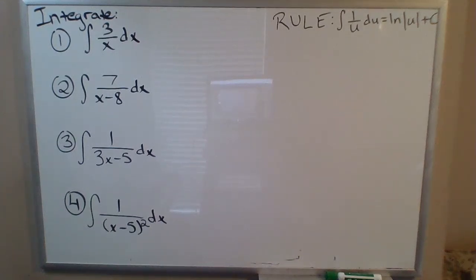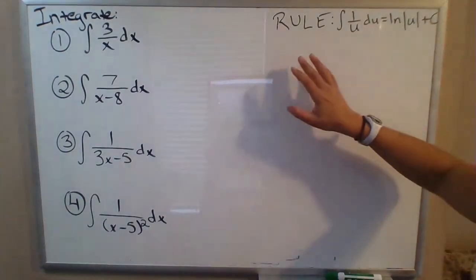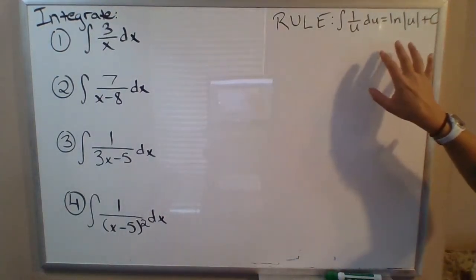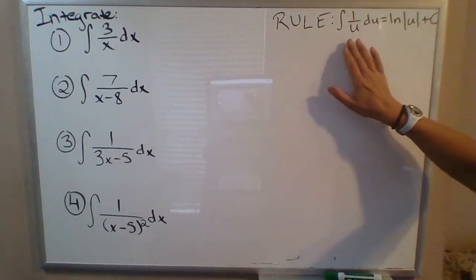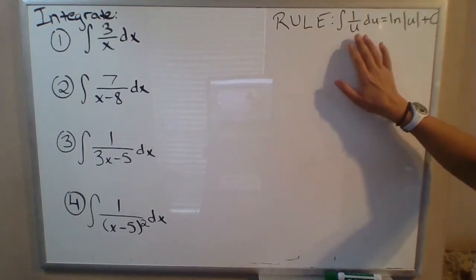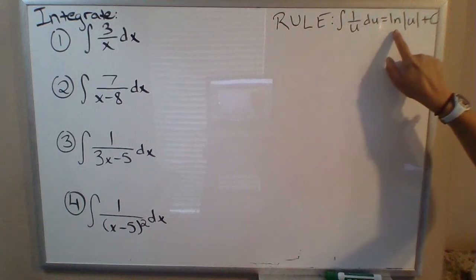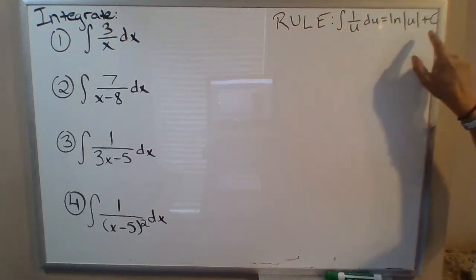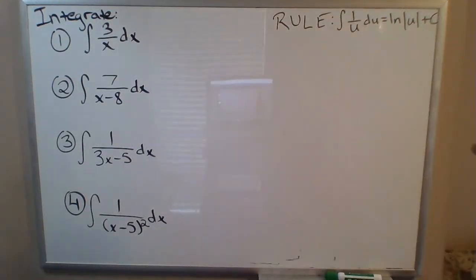So now I'd like to solve some integration problems, bearing in mind that we have this new rule for integrals that says when we have an integral of the form 1 over u times du, the antiderivative is the natural log of the absolute value of u plus c.